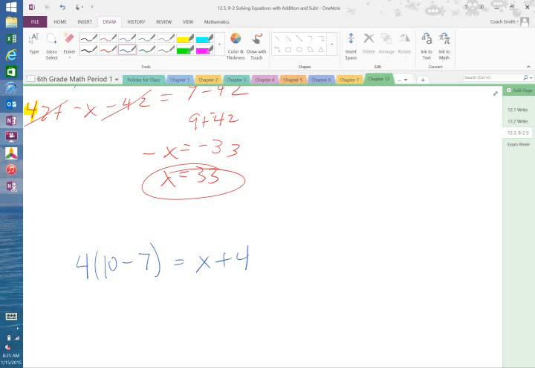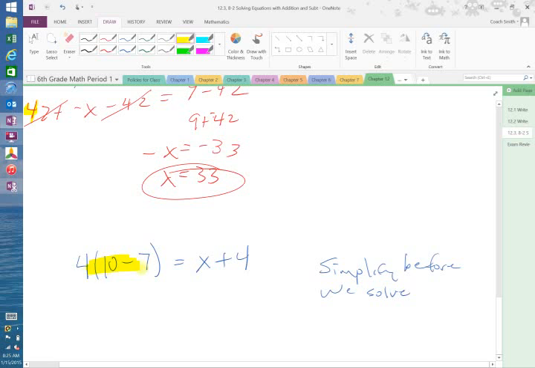Okay, for this problem, we're still talking about solving equations, one-step equations that have one thing we have to do to solve. For this particular one, we need to simplify before we solve. Simplify means to take an expression down to its simplest form. We can do that on the left side of the equation first, before we start solving.